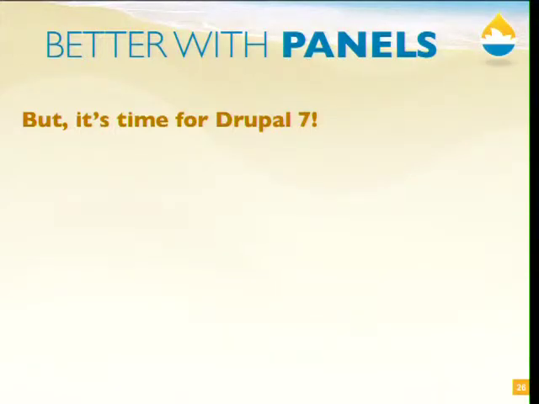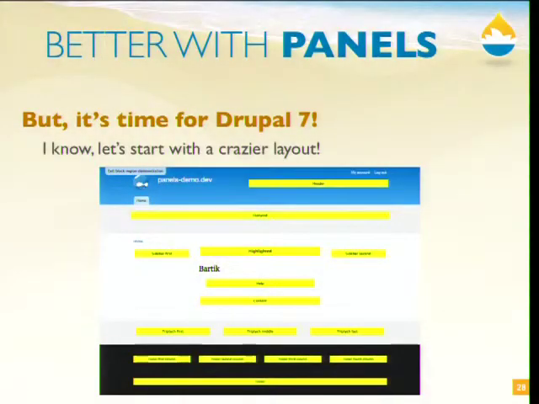But guess what? We're running out of time to solve this problem, and we've got to ship Drupal 7. So that was Drupal 6 land, right? We're now moving to Drupal 7. So what are we going to do to let people have more flexibility in how we deal with this in core? We can add a crazier starting layout. So we changed our default from Garland, which was our previous theme, to Bartik.